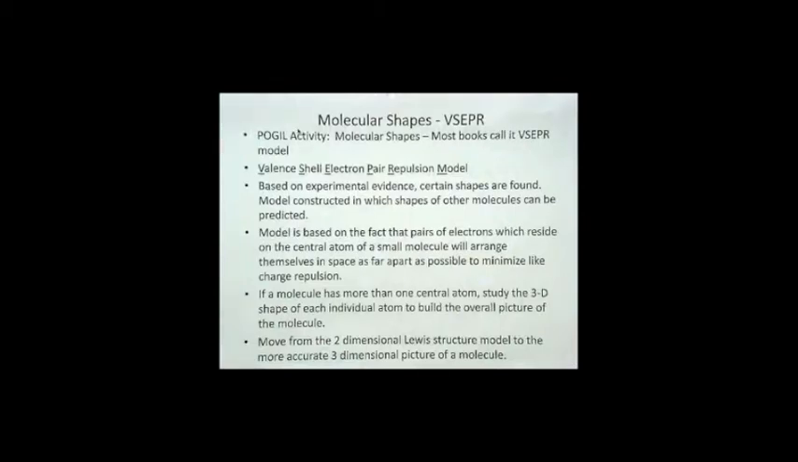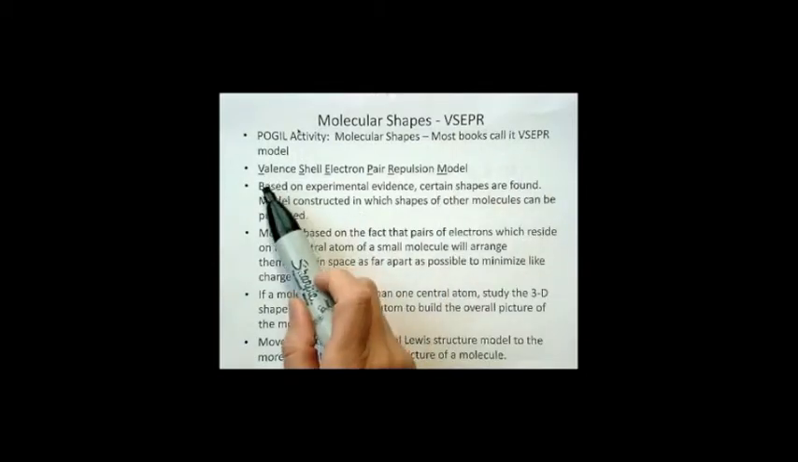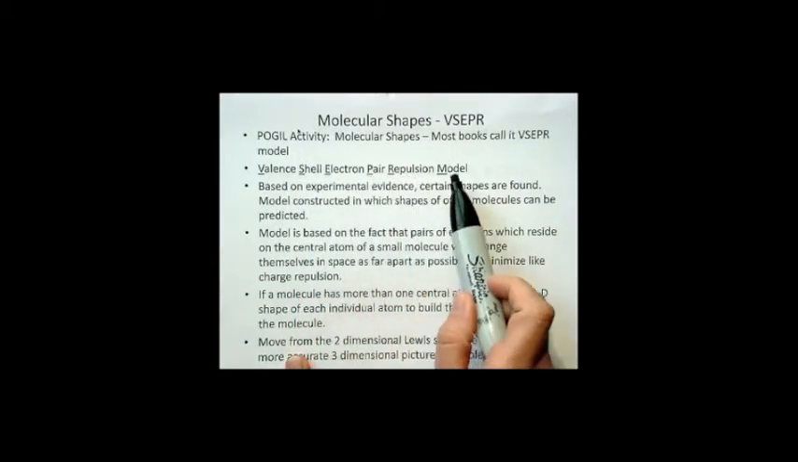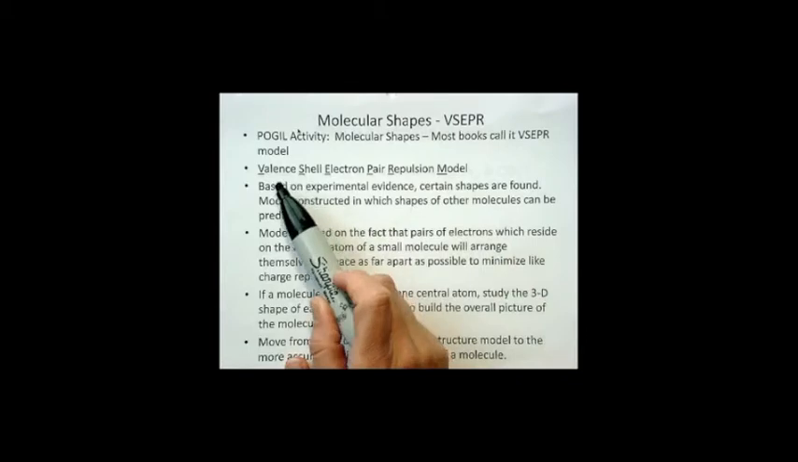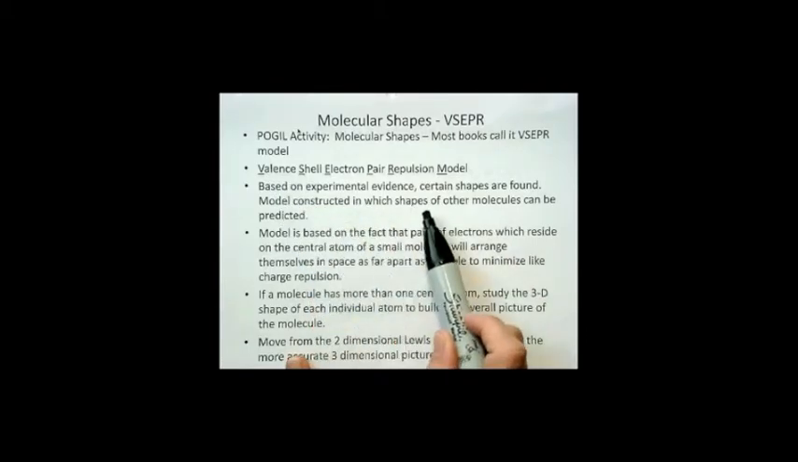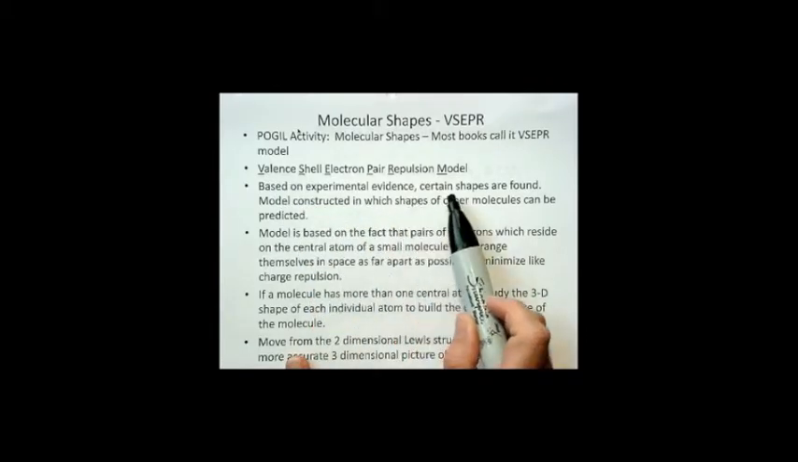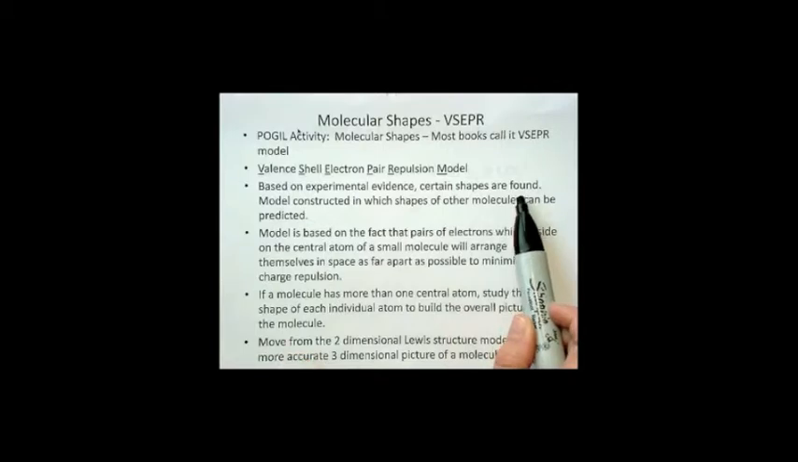But most books call this concept of the shape of a molecule VSEPR, V-S-E-P-R, the VSEPR model. VSEPR stands for Valence Shell Electron Pair Repulsion Model. What does that mean? This model came from experimental evidence that showed that certain shapes of molecules are found. The model is constructed so that the shapes of other molecules can be predicted.